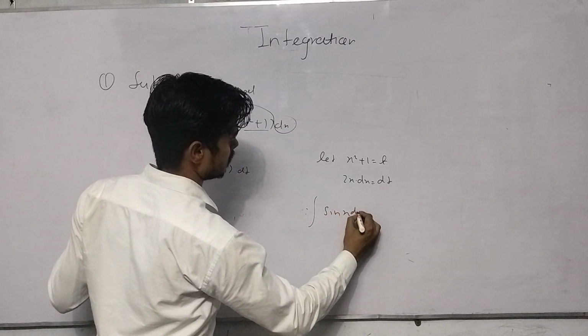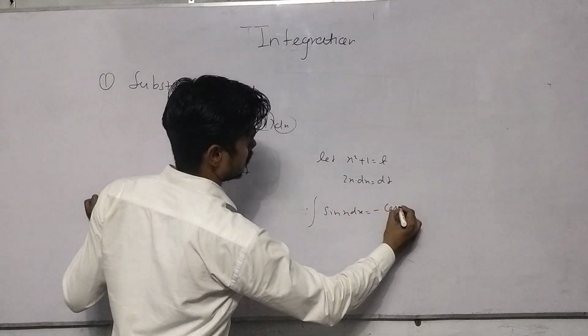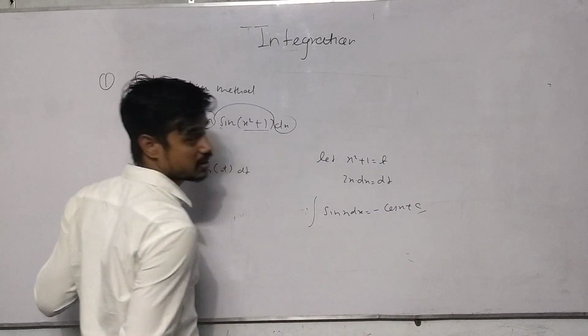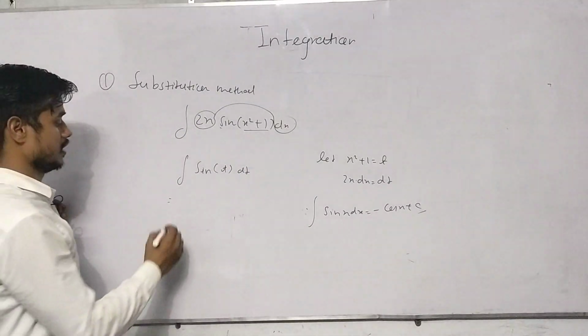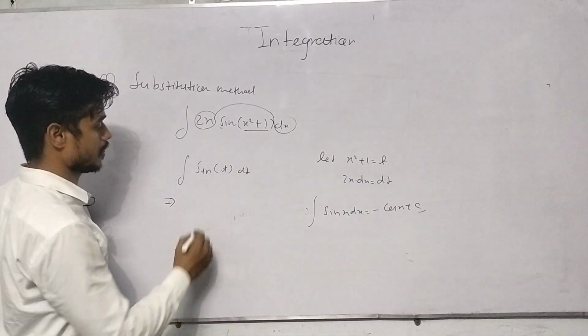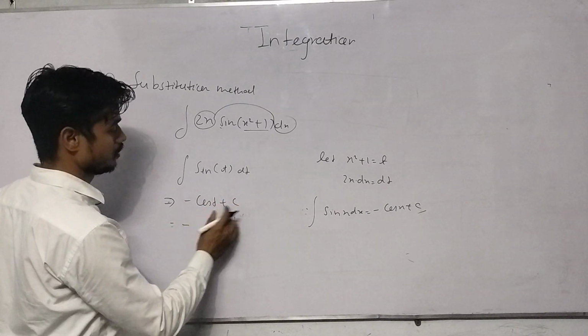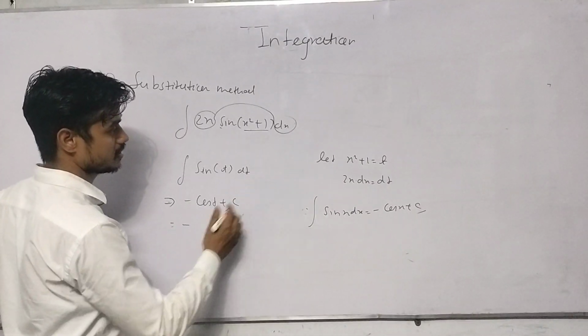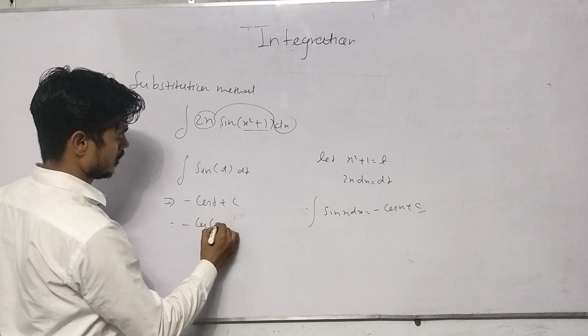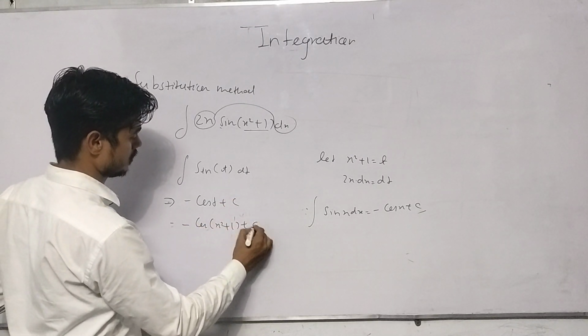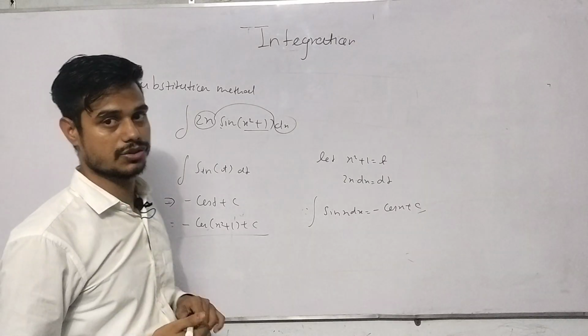sin x dx is minus cos x plus c. What is the c? C is a family of curves, and I am explaining it at the starting time also. So it will become minus cos t plus c. The value of t is there, so it is minus cos of x square plus 1 plus c. This is the integration of this equation.